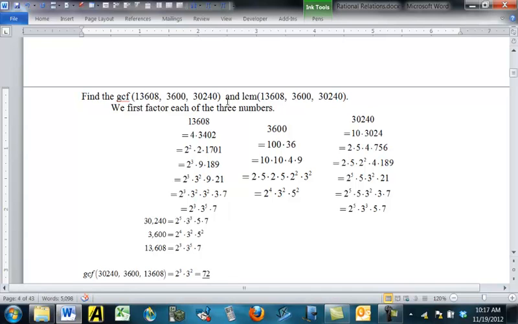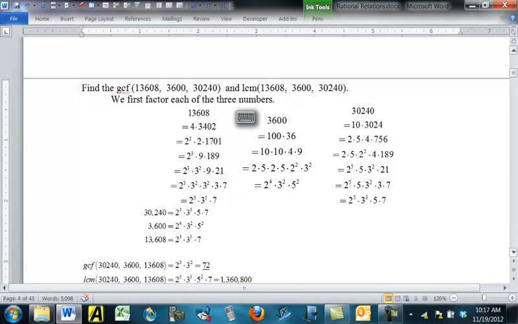Another word for a factor is a divisor, so this is very often called the GCD, greatest common divisor. Least common multiple, you can't really list all the multiples because there are infinitely many, but you can list them until you find a match. That least common multiple will be the one you're looking for.